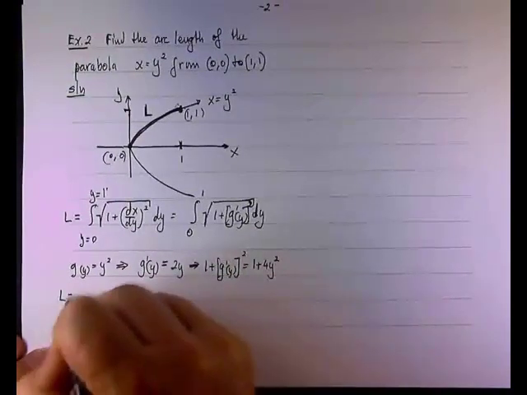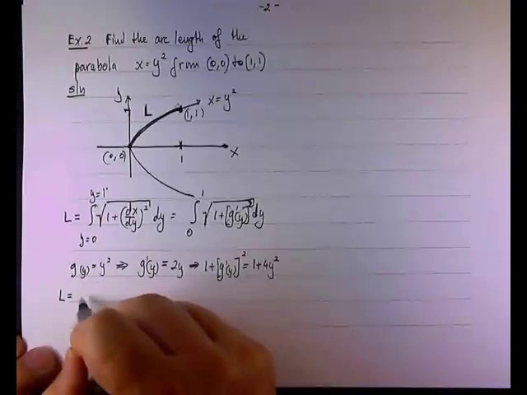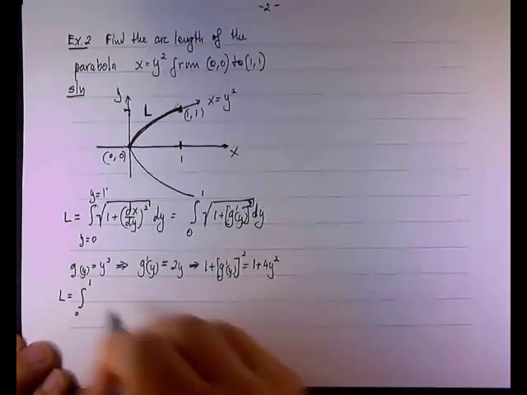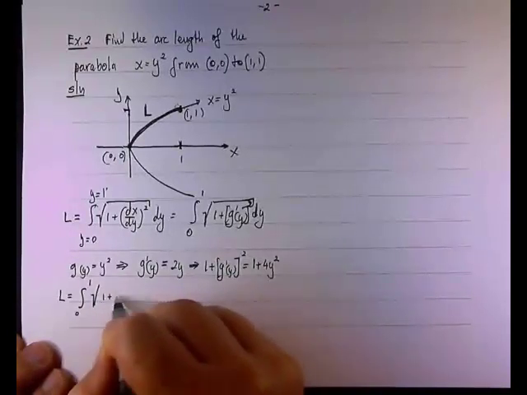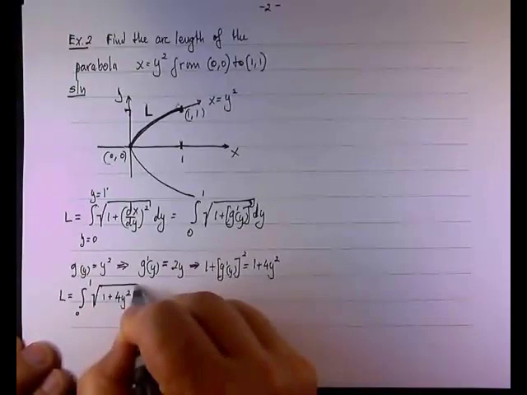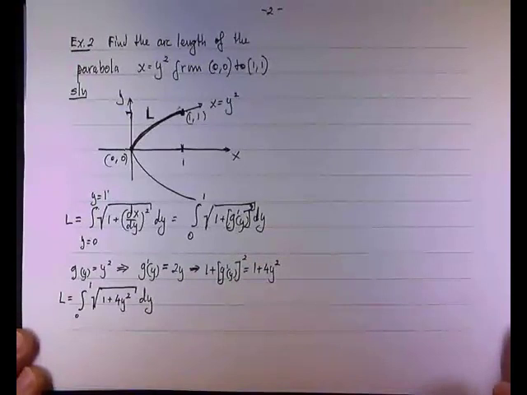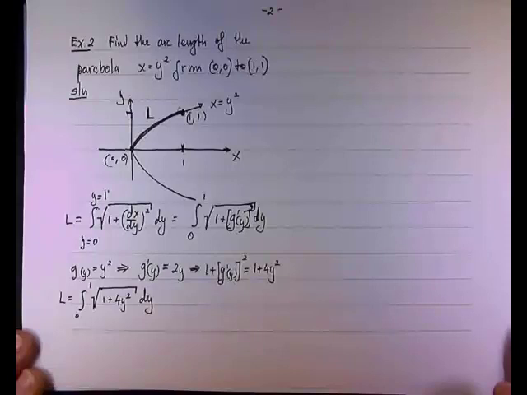So what is the integral? The integral L now looks like this: the integral from 0 to 1 of the square root of 1 plus 4y squared dy. So what do we do at this point? Integrate how? What technique should I use here? And I don't want you to look at the table. Let's say this is a test situation. The table is not available to you. What is available to you is your brain.